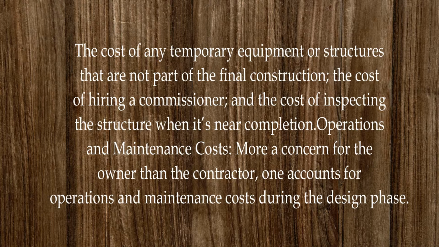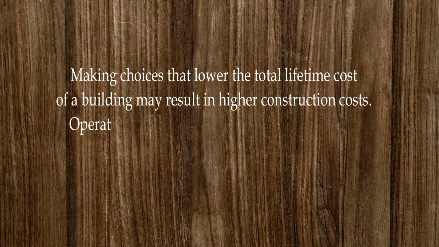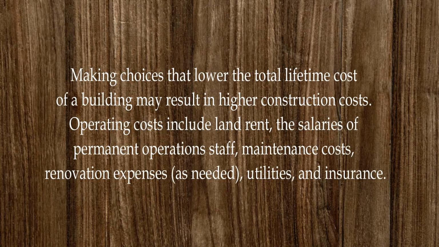Operations and maintenance costs. More a concern for the owner than the contractor. One accounts for operations and maintenance costs during the design phase. Making choices that lower the total lifetime cost of a building may result in higher construction costs. Operating costs include land rent, the salaries of permanent operations staff, maintenance costs, renovation expenses, as needed, utilities, and insurance.